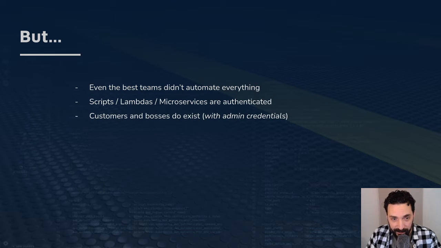So sadly, all the solutions found by the people we interviewed were defeated in the end, either because automation wasn't total, either authenticated applications went wrong at some point, or admin credentials were still in use. So basically, drift still happened, and people were often not aware of it.